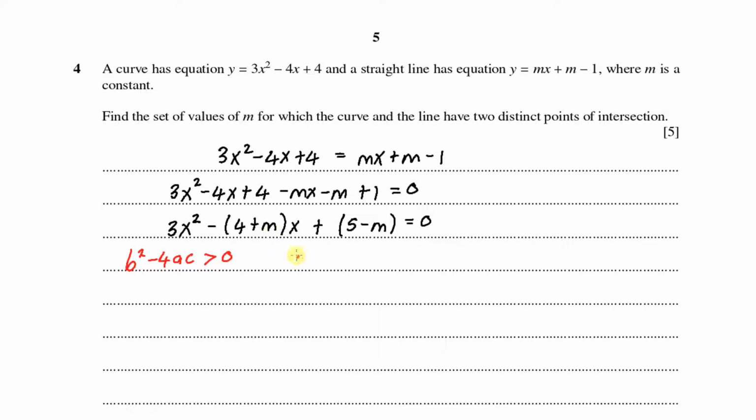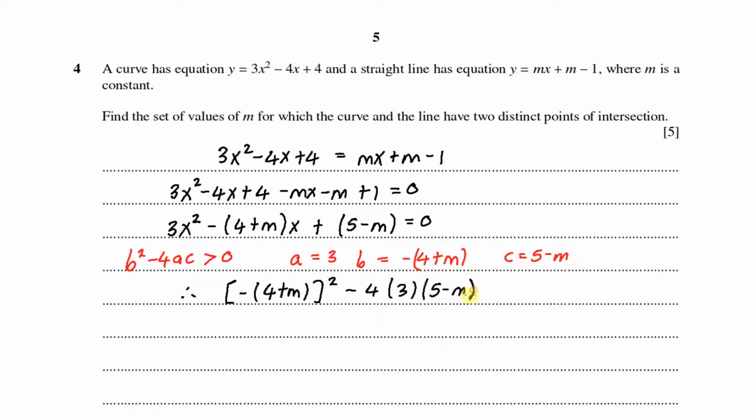And here a is 3, b is minus of 4 plus m, and c is 5 minus m. Okay, so for b squared minus 4ac, we'll be saying that's minus of 4 plus m squared minus 4 of 3 of 5 minus m. So this is the discriminant, and it's going to be greater than 0.